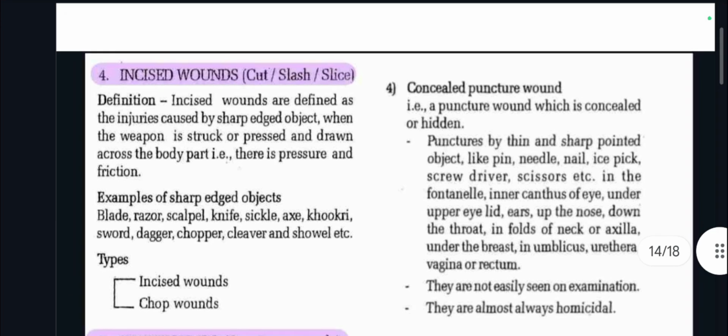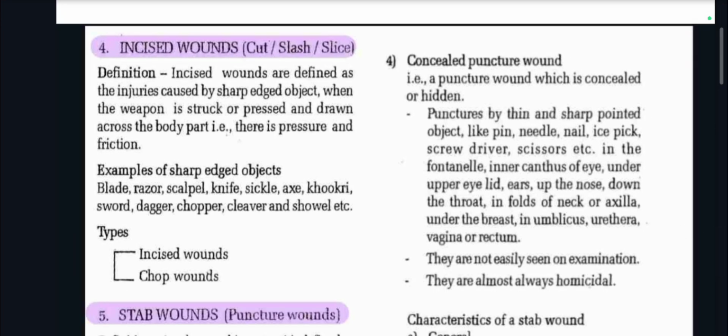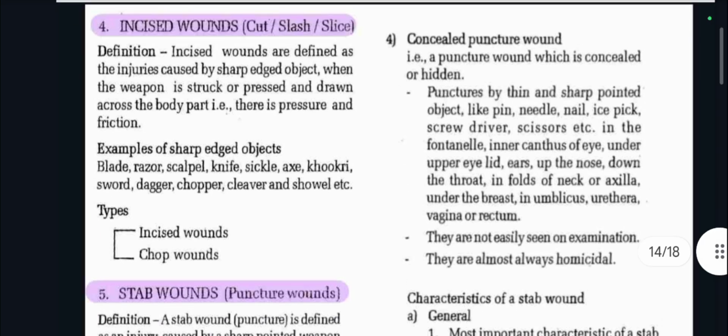Talking about the fourth type, what are incised wounds? Now you are going to tell me incised wounds come under sharp objects, fine. So, talking about incised wounds: cut, slash or slice. Definition: incised wounds are defined as the injuries caused by a sharp-edged object when the weapon is struck or pressed and drawn across the body part. That is, there is pressure and friction. So, pressure is also there, friction is also there. Examples of sharp-edged objects: blade, razor, scalpel, knife, sickle, axe, kukri, sword, dagger, chopper, cleaver, and shovel, etc. What are the types? Incised wounds and chop wounds.